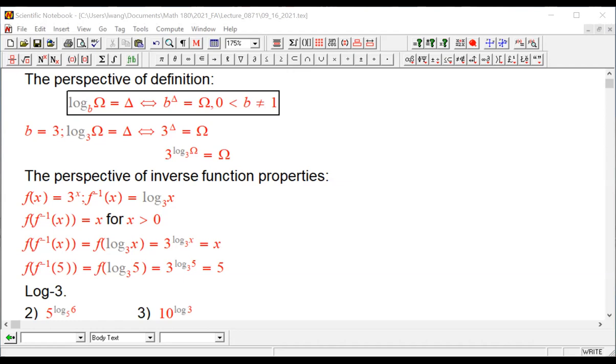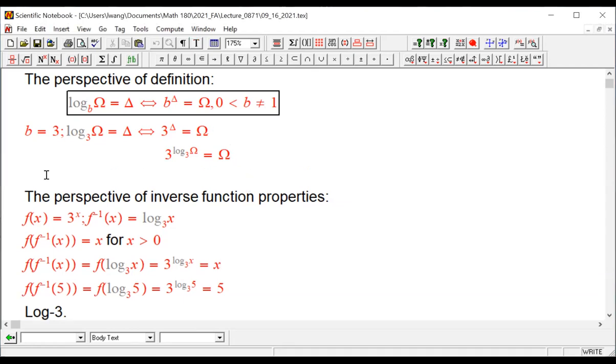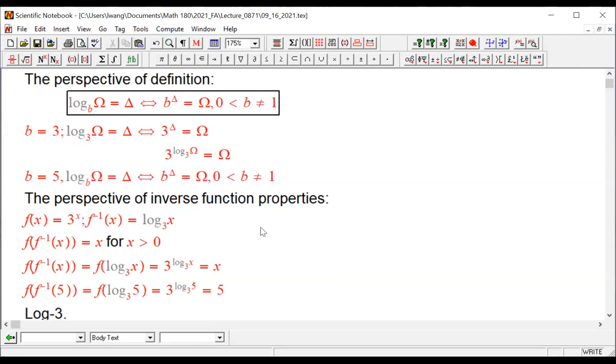Okay, so for 5, you pretty much do the same thing, right? For b equals 5, what happens? You copy that, you look at your definition, and then this is a 5, and this is a 5, and this condition is no longer needed because b already satisfies it.